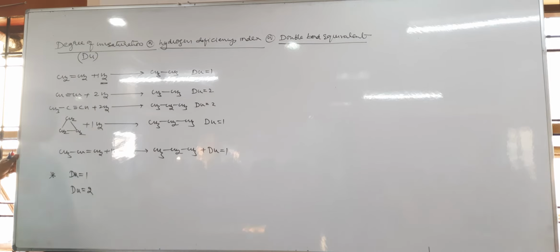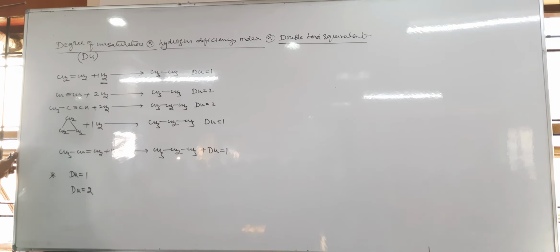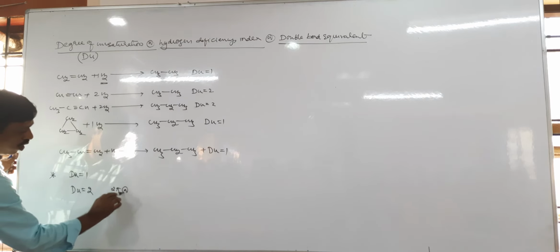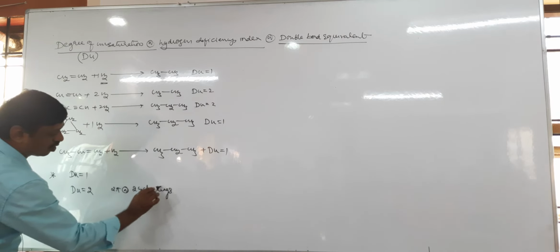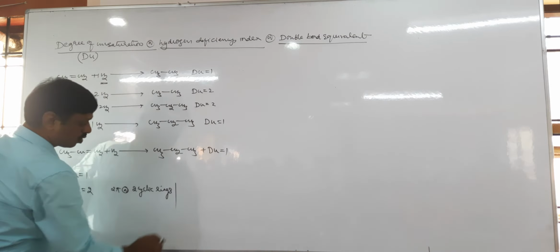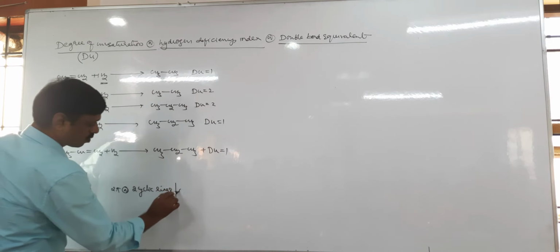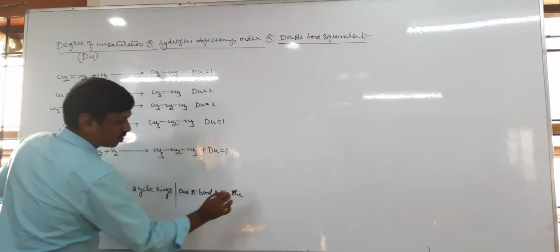If DU equals 2, it indicates the molecule may have how many double bonds? Two double bonds, nothing but 2 pi bonds, or 2 cyclic rings, or one pi bond and one cyclic ring.